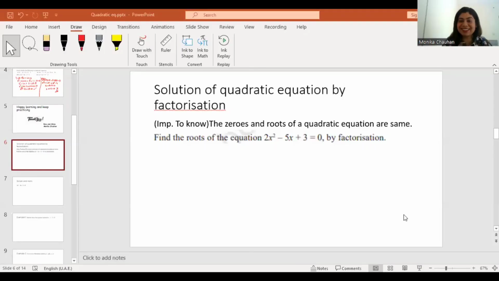So the first way we are going to understand is factorization. Okay, so let's get started. And before that, enjoy your learning journey.